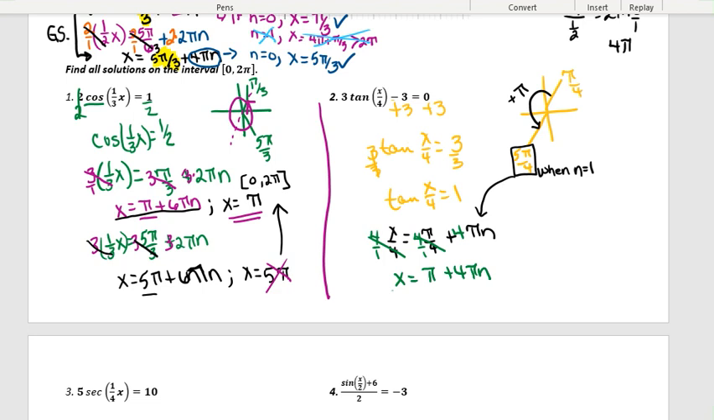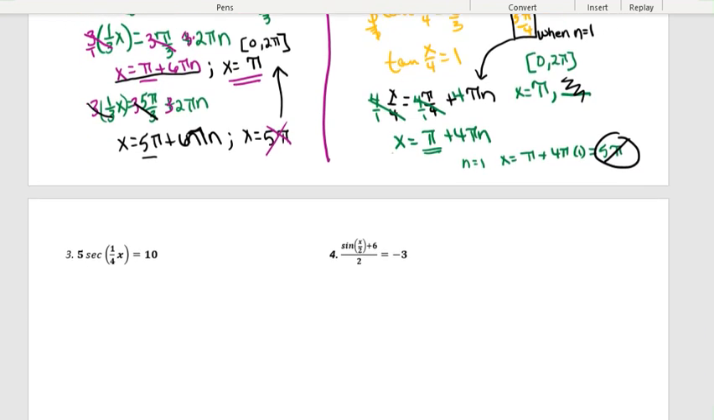Now remember, whatever's right here is going to be one of our solutions, pi, as long as it fits between 0 and 2 pi. So x equals pi. Is there anything else? Well, if we let n equal 1, then x is equal to pi plus 4 pi times 1, which is 4 pi, that's 5 pi. And that's too big. Not allowed to have it. It's over 2 pi. Okay, let's look at the next one.